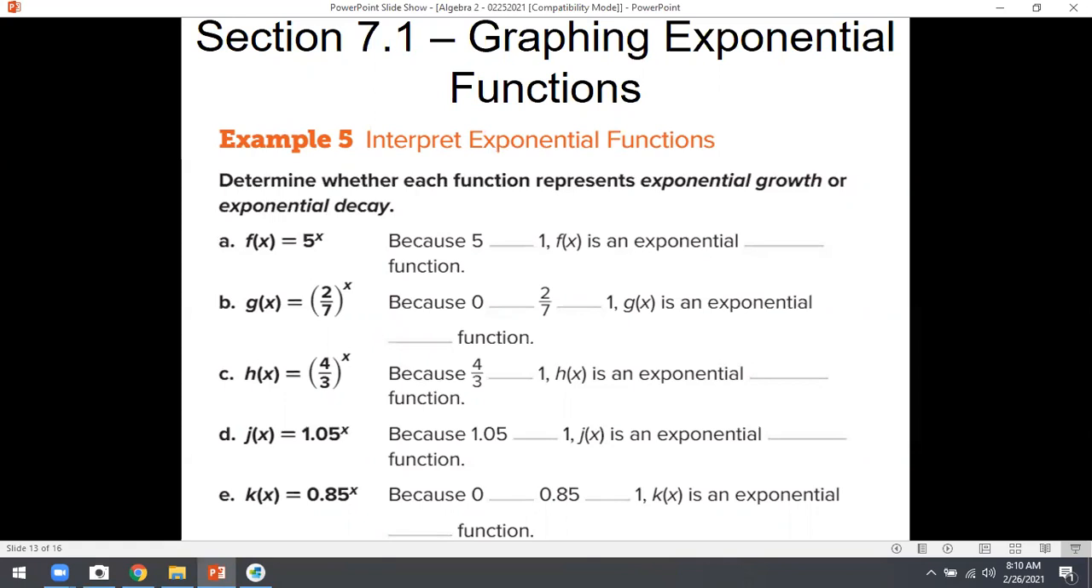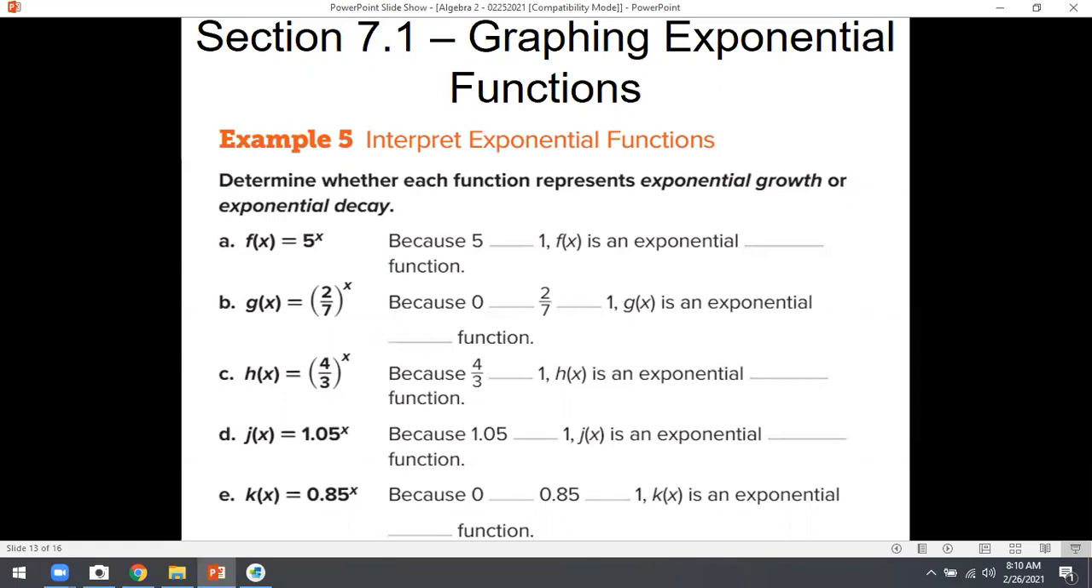This one, the base, oh, that's a fraction. It's less than 1, isn't it? So what's that going to do? That's not going to grow. That's going to decay right there. This one here, 4/3. Anybody know if that's more than 1 or less than 1? More than 1, so it's going to grow, right? 1.05, is it more than 1? Barely, but it counts, doesn't it? So that would grow very, very slowly, but it would still grow exponentially. And the last, 0.85, that's less than 1, right? So that one's going to decay downwards.